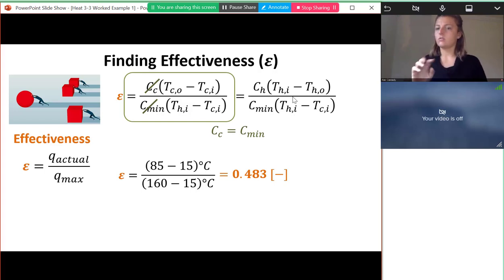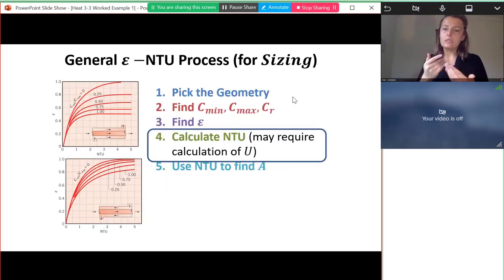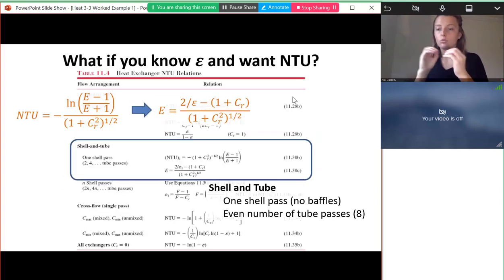You could have done this by just putting Q actual on the top and putting more information into your calculator. But like I said, I'm good at screwing things up on my calculator. So this way I think it's a little bit safer. So now I have my effectiveness, which is good because I need my effectiveness to find my NTU value.